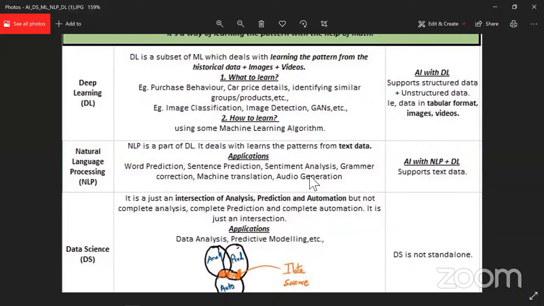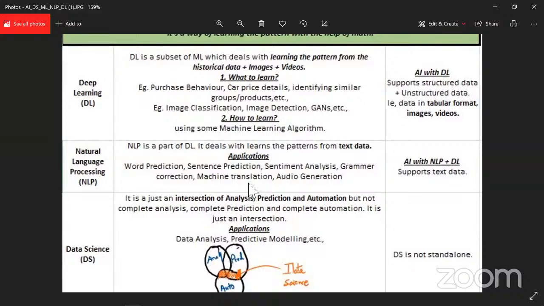Sentiment analysis. Humans can understand sentiments, so now the machine needs to understand the sentiment and accordingly behave. Then grammar corrections. We have Grammarly now. It is just an extension. If you add it to your Google, it is going to correct your grammar in sentences.